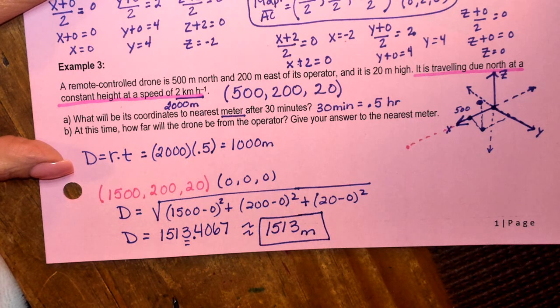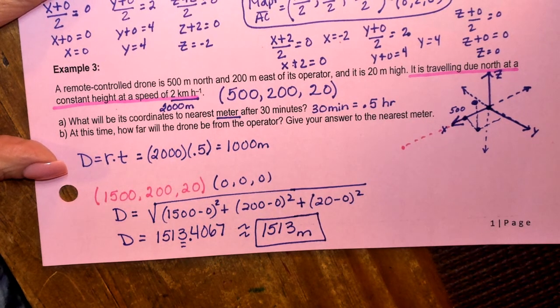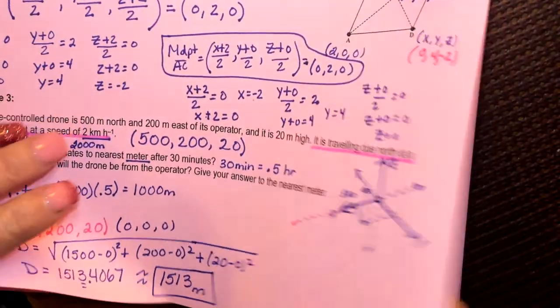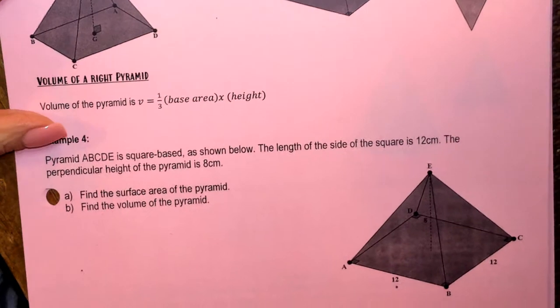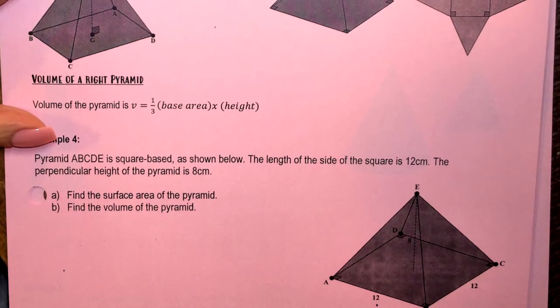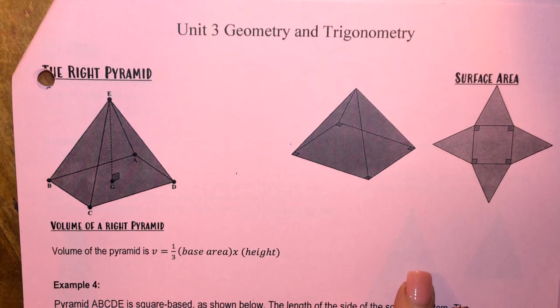How far will the drone be from the operator? And there it is. All right, I'm going to move on. All right, so the next thing we've got, that was just 3-dimensional space. Let's look at the next one, which is right pyramids, right triangle pyramids. And again, this is just more geometry. I'm not a big fan of geometry. Don't really care for the geometry. So anyway.